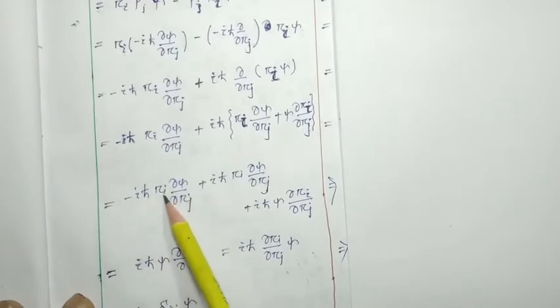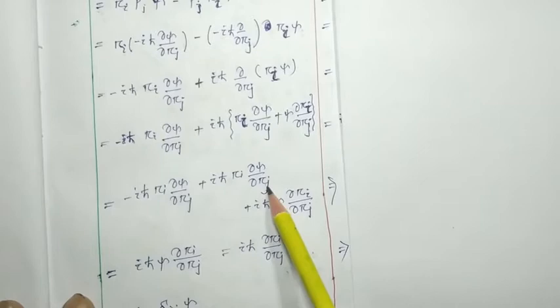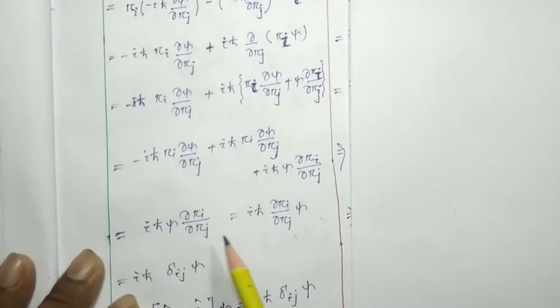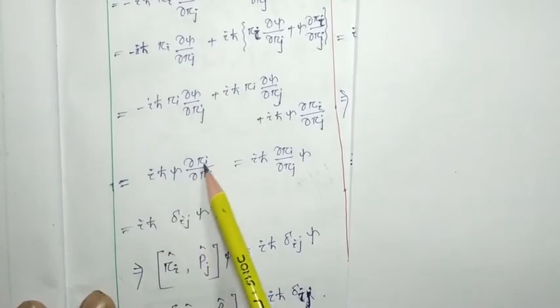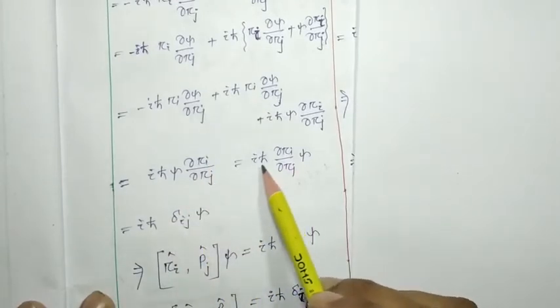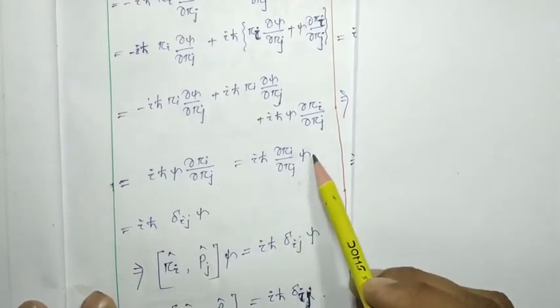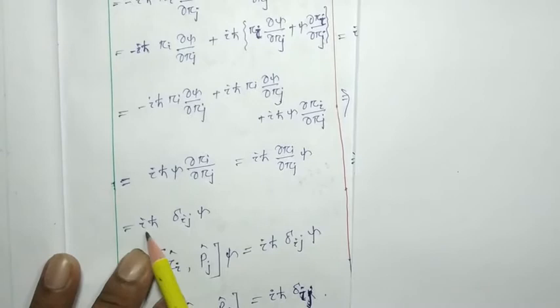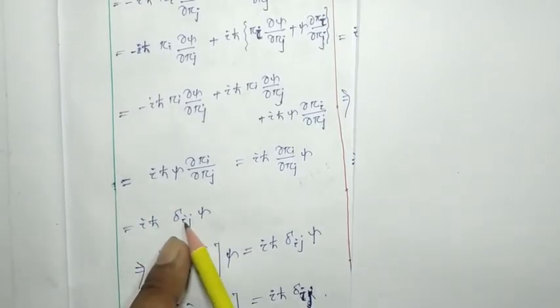iℏ x_i ∂ψ/∂x_j plus iℏ x_i ∂ψ/∂x_j can be cancelled out, and the remaining term we are going to get is iℏ ψ ∂x_i/∂x_j, which can also be written iℏ ∂x_i/∂x_j ψ. So hence we found iℏ δ_ij ψ, this is the Kronecker delta we discussed in our previous class.